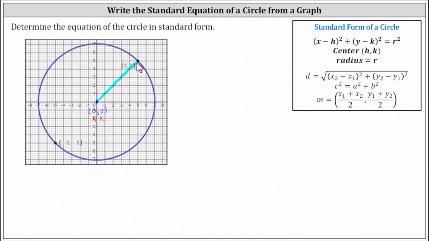Notice on the graph it does appear as if (0, 7) would be a point on the circle, as well as (0, −7). But that's not actually true. The radius is not equal to 7.